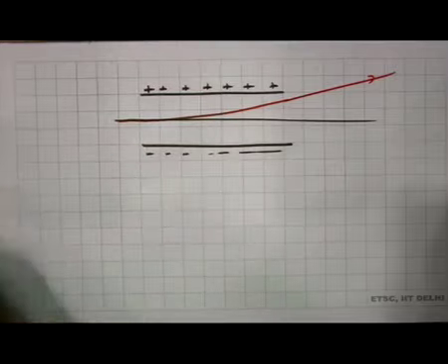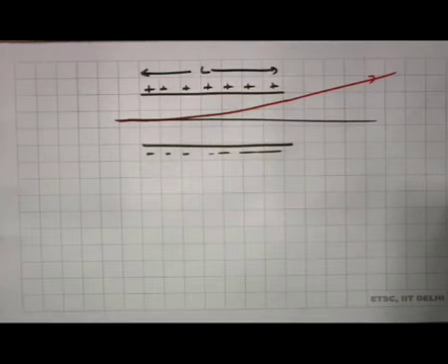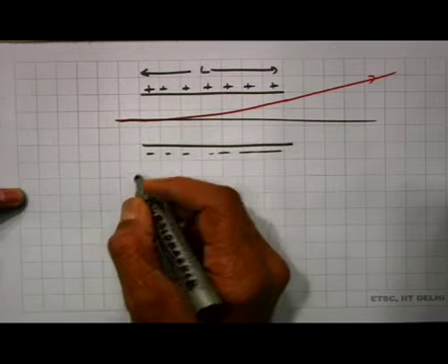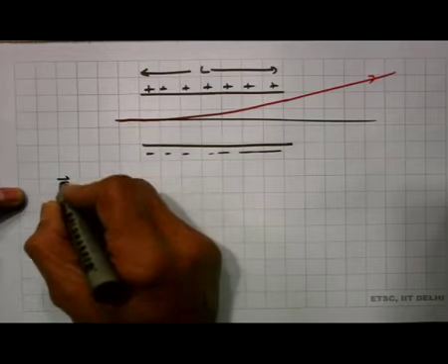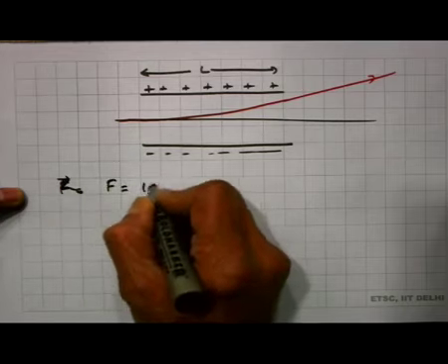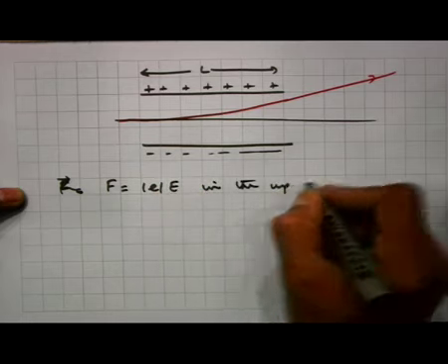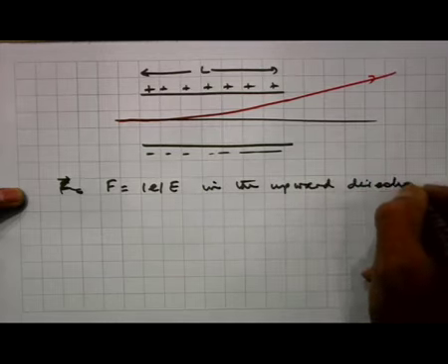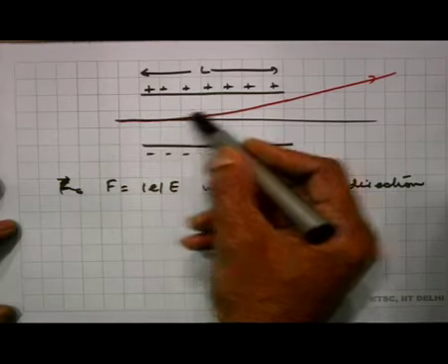So, in this overall length L of this electrode, the electron has a net electrostatic force in the upward direction. So the force on the electron, let me just write the scalar, is equal to mod E times e in the upward direction.